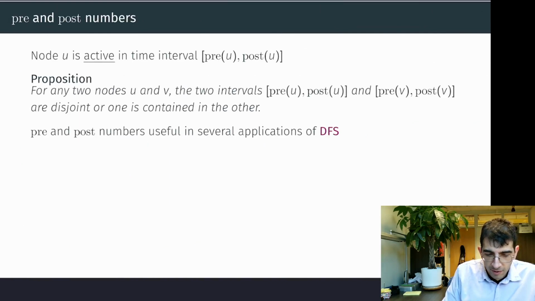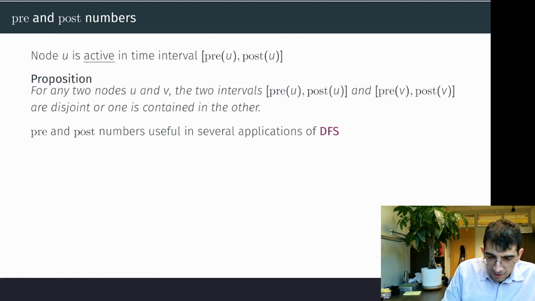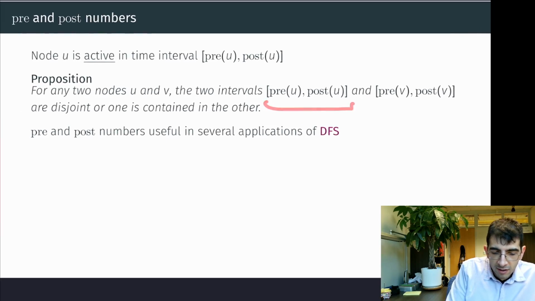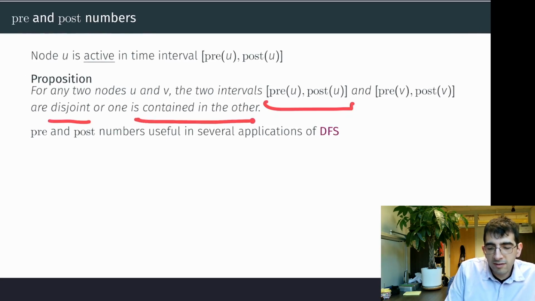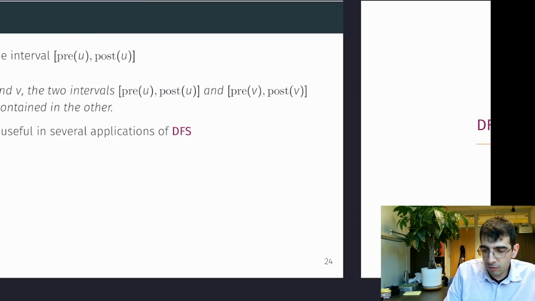The pre-post numbering gives us a node U and says that it's active during the time interval pre of U to post of U. One important thing to realize is that for any two nodes, U and V, the two intervals are either completely disjoint or one is contained in the other. Important part there.